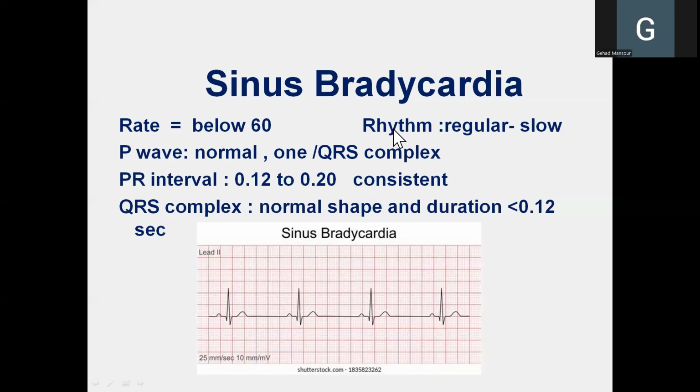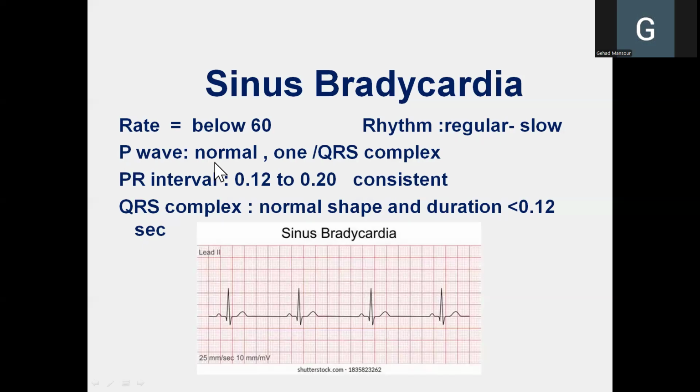The rhythm, on the other hand, indicates the regularity. So is the rhythm regular or irregular? Here, because it originates from the sinoatrial node, then it is a regular rhythm. And definitely, since the rate is slow, then the rhythm is also slow.